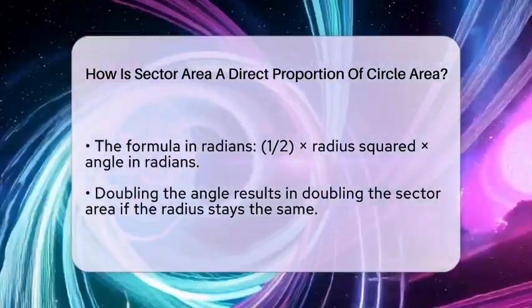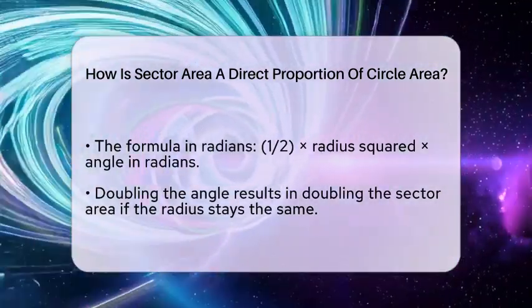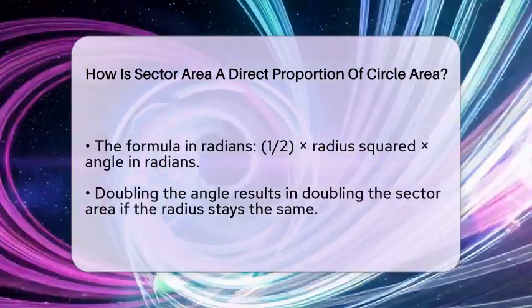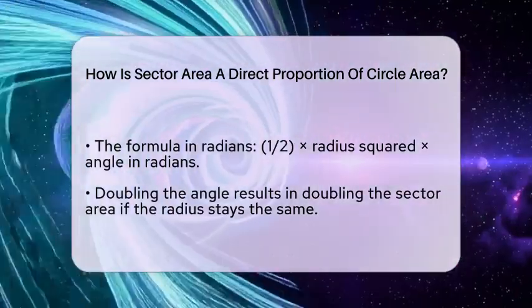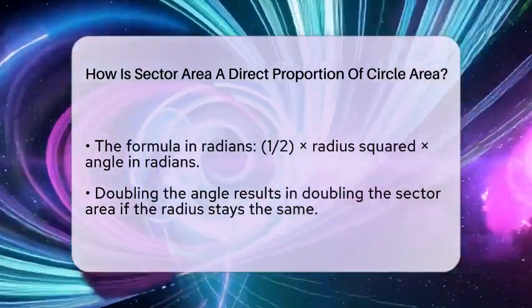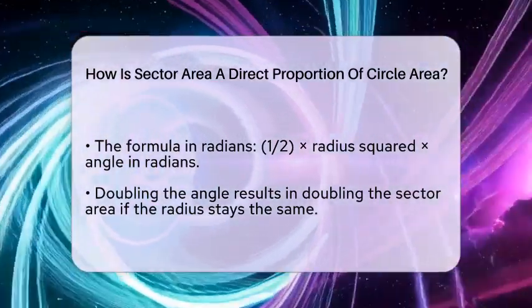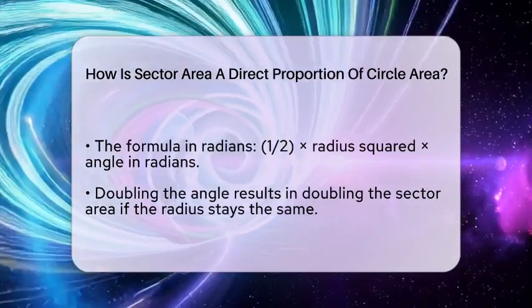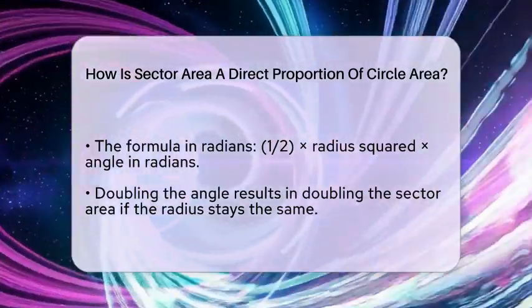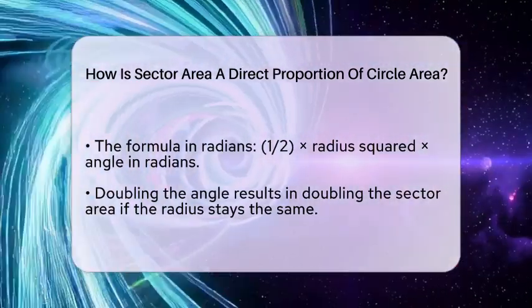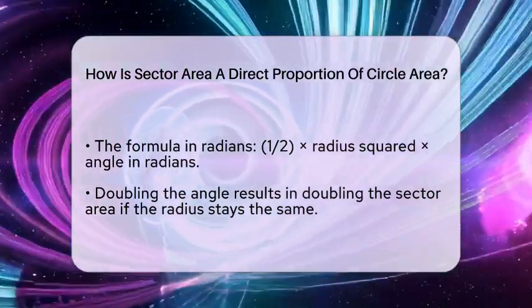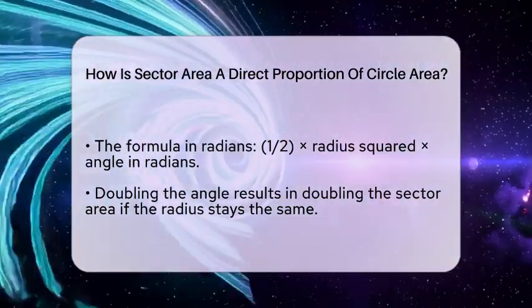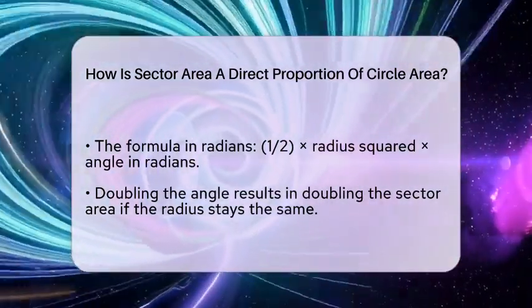Now, if you prefer working with radians instead of degrees, the formula changes slightly. In radians, a full circle measures 2 pi radians. The sector area becomes 1/2 times the radius squared times the angle in radians. So, if the angle in radians increases, the sector area increases proportionally. This again shows the direct link between the size of the sector and the total circle area.